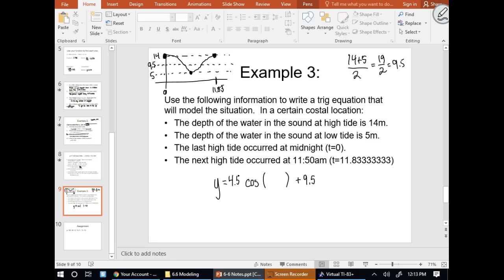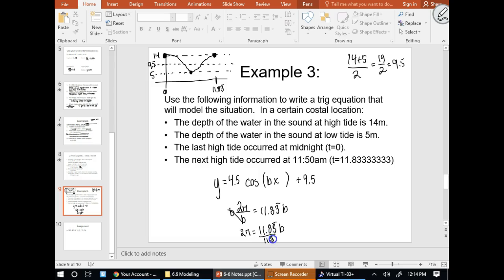Then we don't have to do a phase shift on this, which is good, but we do have to adjust the period. Right here, we've got b times x. To find the period, we would do 2 pi divided by b, and that would give me the period. What is the period for this function? 11.83 repeating. So to solve that, I would multiply both sides by b to get 2 pi equals 11.83 repeating b, and I divide by that 11.83 repeating.